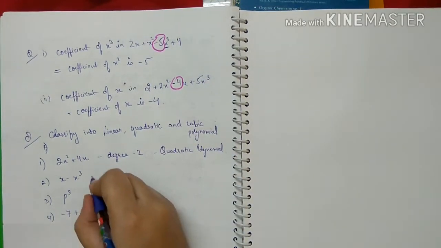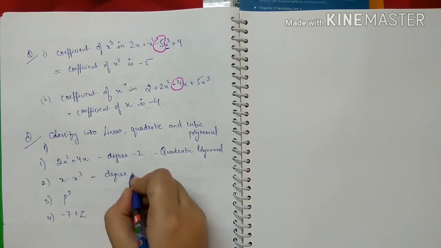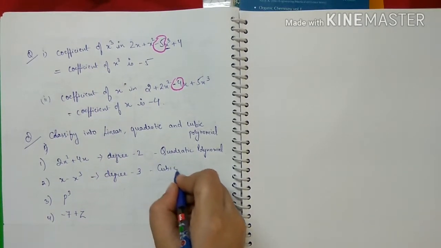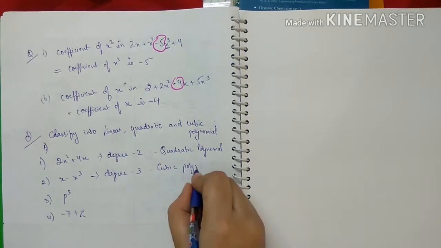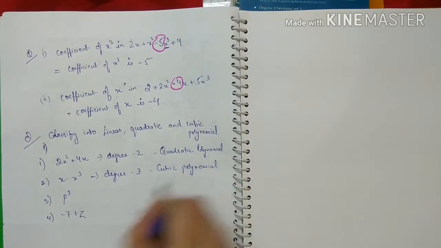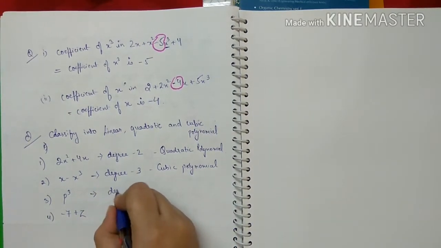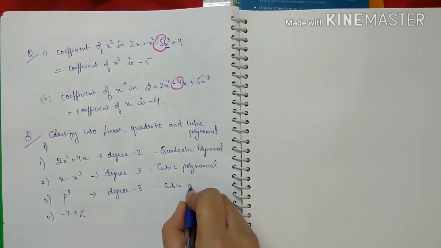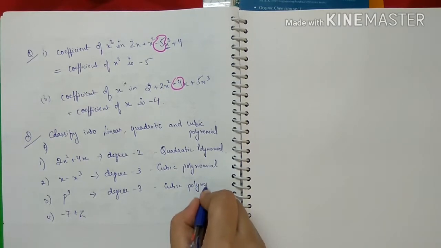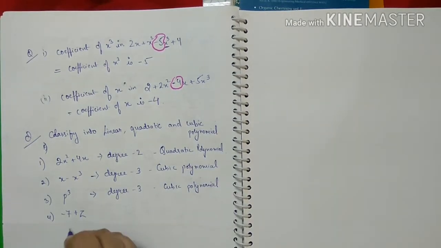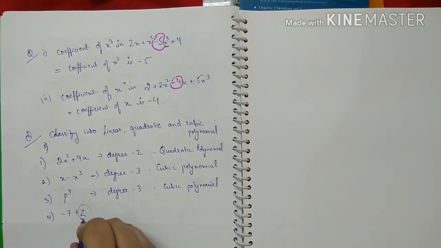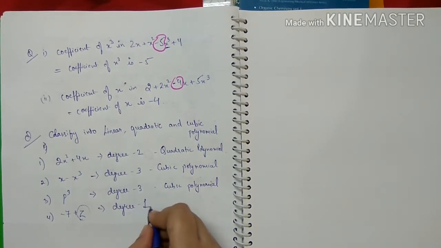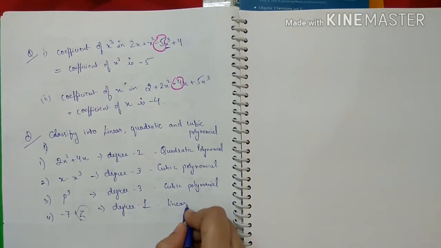Similarly, the degree here is 3. So this is a cubic polynomial. The degree in p cube is again 3. So again it is a cubic polynomial. And here, the variable you can see is z, and the degree here is 1. So this is a linear polynomial.